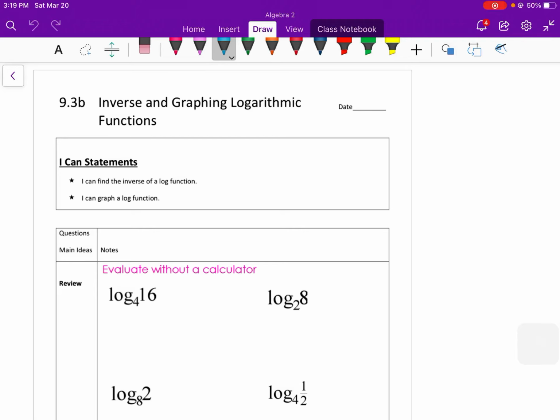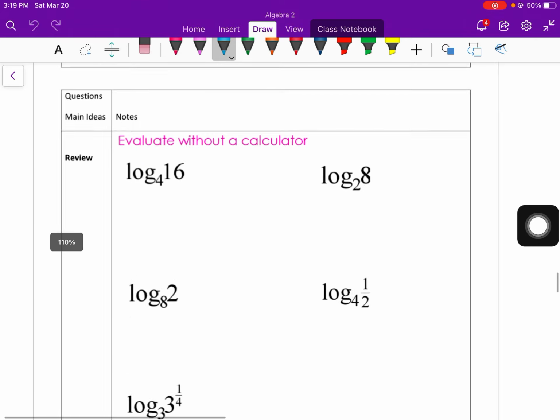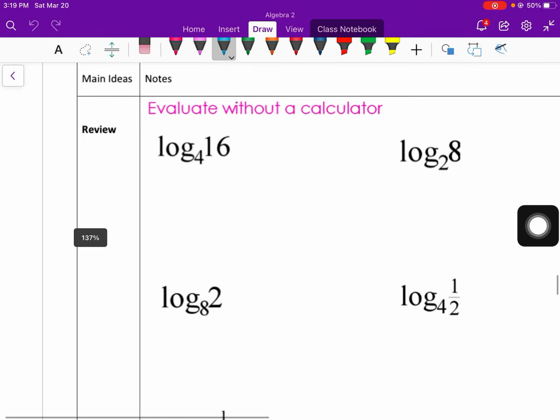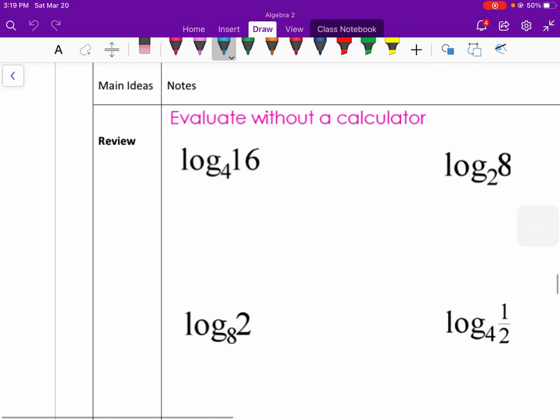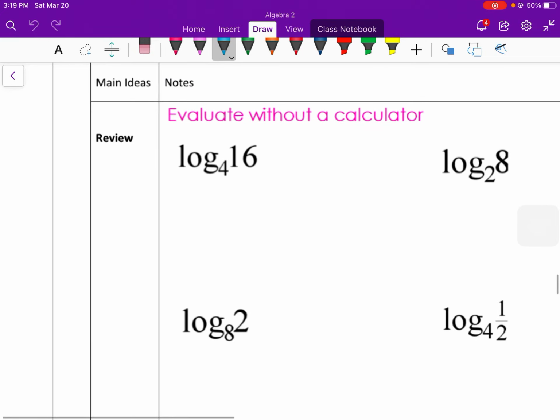This is 9.3b, inverses and graphing logarithmic functions. So in yesterday's video, if you watched that, or in class, I may have noted that exponential and logarithmic functions are inverses. So that's kind of what we're going to be looking at, and then graphing these logarithmic functions. When we review, I'm going to go over a couple of these since they should be refreshers.